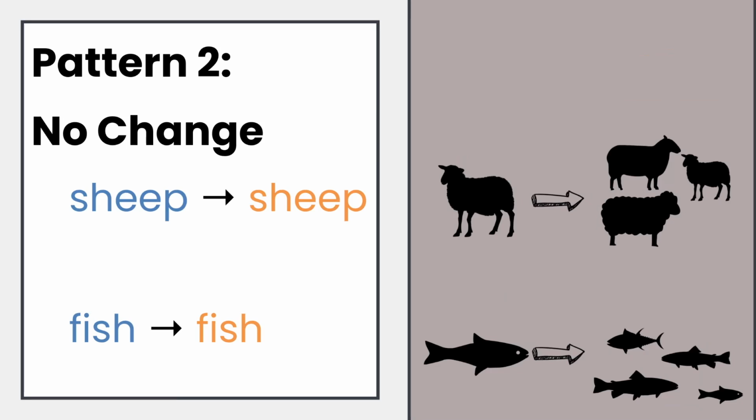Pattern 2 is when the word doesn't change at all. These are sometimes called zero plurals. A zero plural means that the singular and the plural form are the same word. We have one sheep or many sheep, one fish or many fish. No s or vowel change is needed.